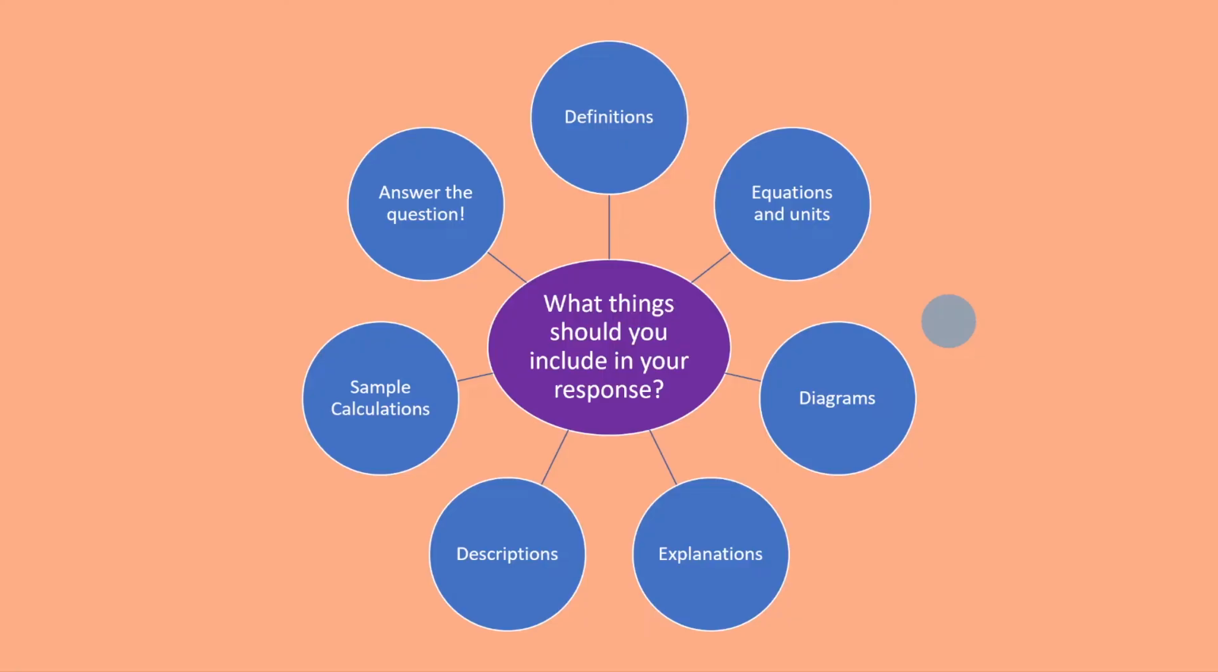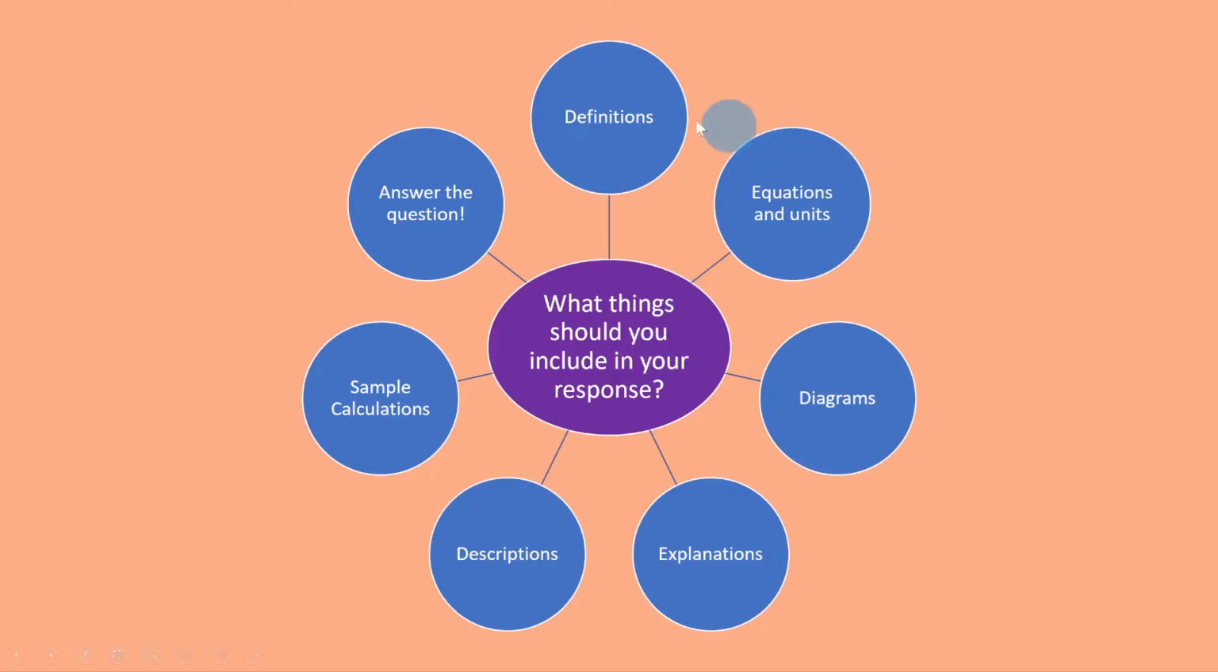Moving on, now what kind of things should you be including in your responses? Well, if we start with the first one here, definitions. Based on the question, if it's asking you about a particular part of physics from your topics, then you'd maybe want to start by defining what that thing is. So for example, if the question's about nuclear fission or nuclear fusion, then it would be a good idea to start by defining what nuclear fission or nuclear fusion actually is.